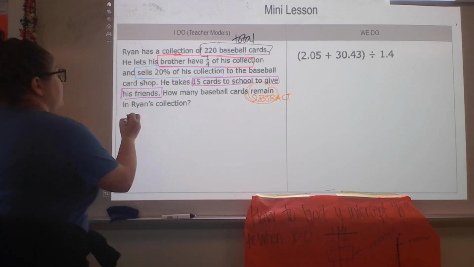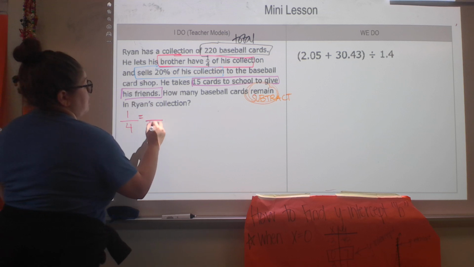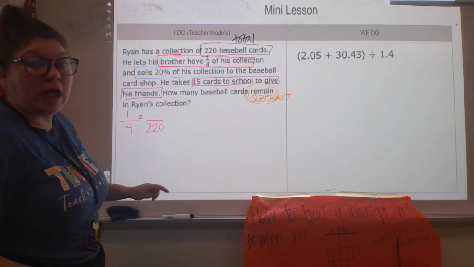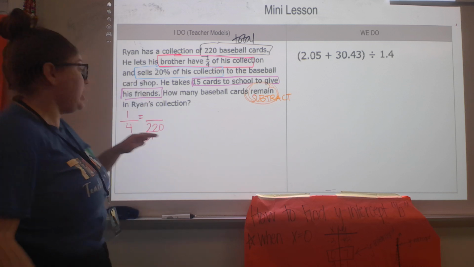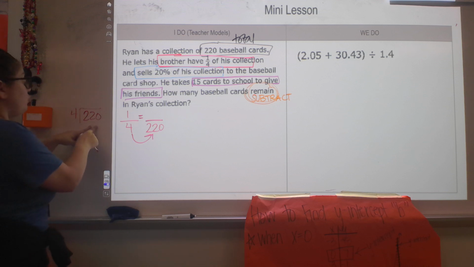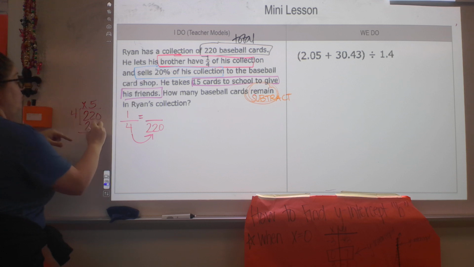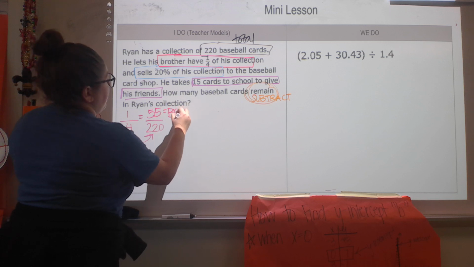So brother has 1/4, and we know that 220 is my total. I need to get from 4 to 220. I don't know that off the top of my head, so I'm going to go ahead and solve over here. I'm going to divide. 4 goes into 22 5 times. Subtract, that's 2, bring down my 0. 4 goes into 20 5 times. So we know brother has 55.